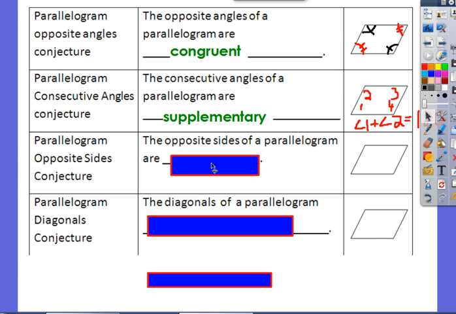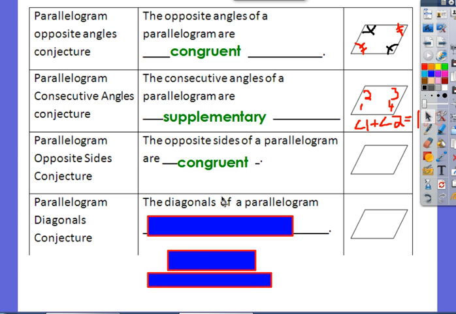Parallelogram opposite sides conjecture. The opposite sides of a parallelogram are congruent. So as the opposite angles are congruent, the opposite sides are congruent. And you can see how I'm marking this. The parallel sides are parallel, they are opposite, and they are congruent.